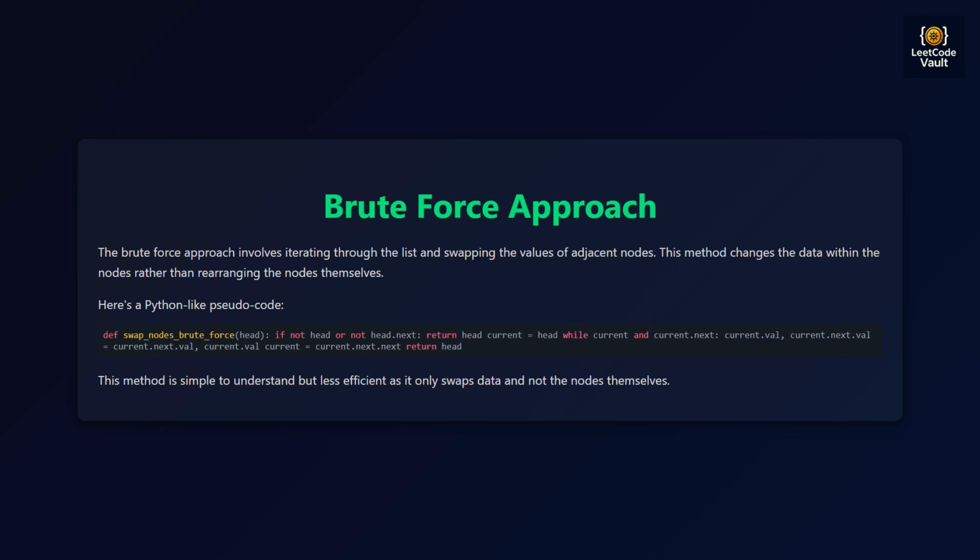Brute force approach. One way to solve this would be a brute force approach. We could iterate through the list, swapping pairs one by one. This involves finding the nodes, swapping their values, and updating the pointers. While this works, it's not efficient.